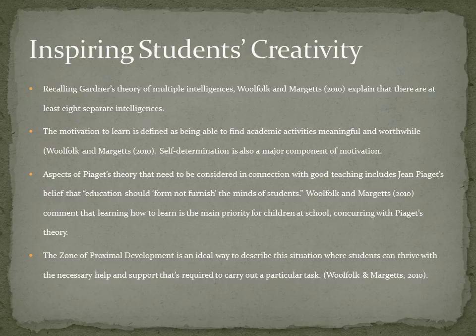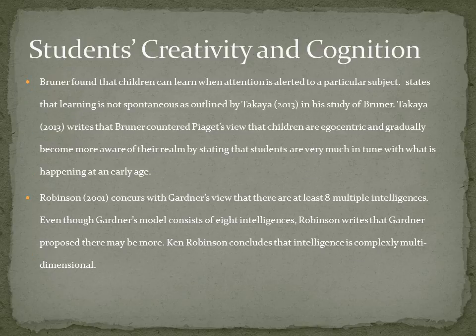And the zone of proximal development is an ideal way to describe this situation where students can thrive with the necessary help and support that's required to carry out a particular task. So in terms of music, let's say you're paired in a group of 2 and you're playing the xylophone, and you can learn from each other, watch each other, and really learn very much in terms of the environment and the people around you that help you learn.